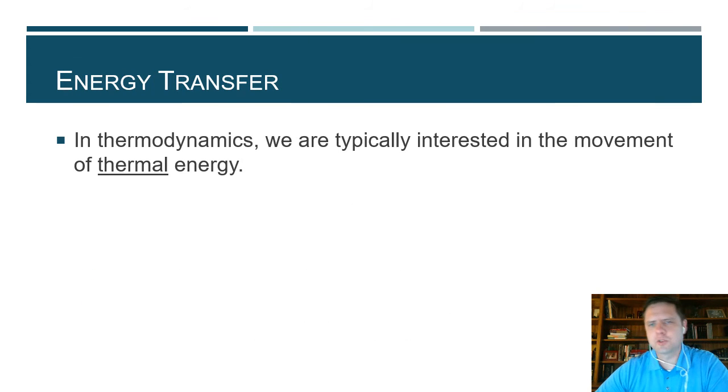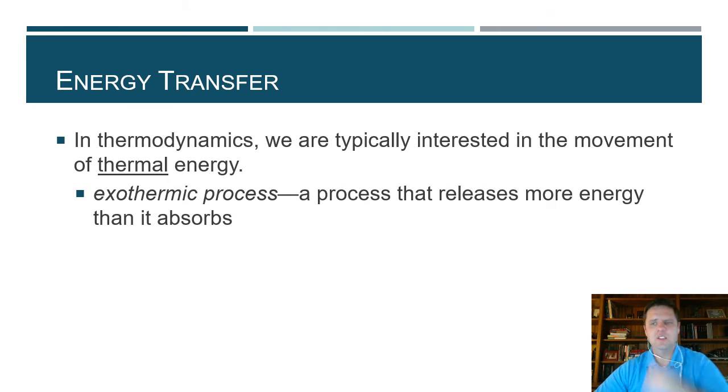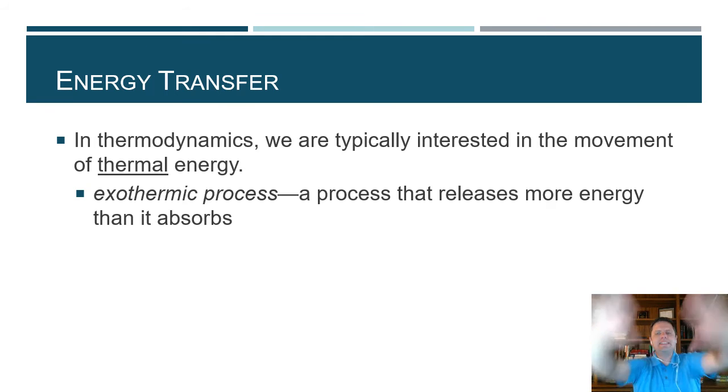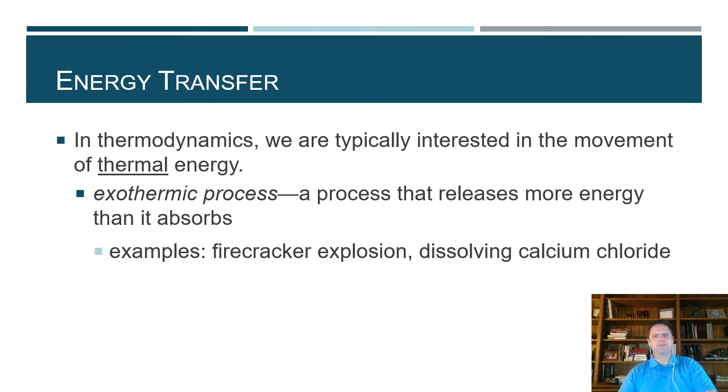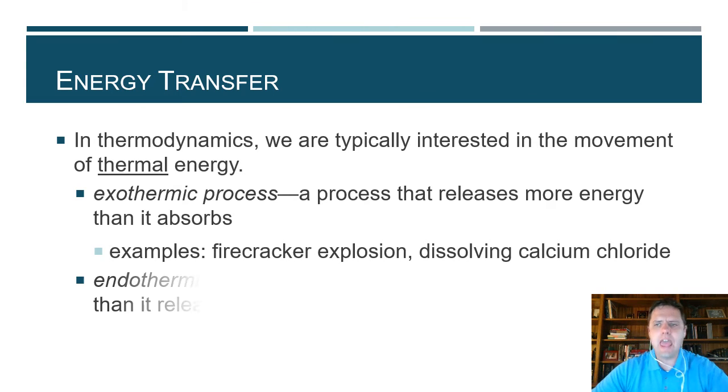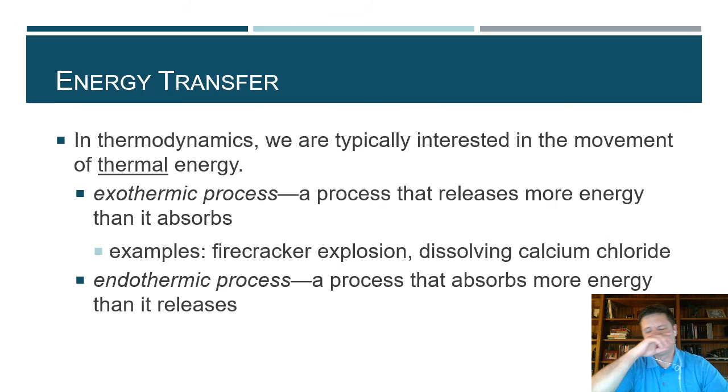So in thermodynamics, we're typically interested in the movement of thermal energy. And there are 2 different words that we use to describe the movement of energy. One is called exothermic. Exothermic means that the energy is moving outward. It's exiting. It's releasing energy more than it is absorbing energy. And the other type of thermal reaction is an endothermic reaction, where the process absorbs more energy than it releases.